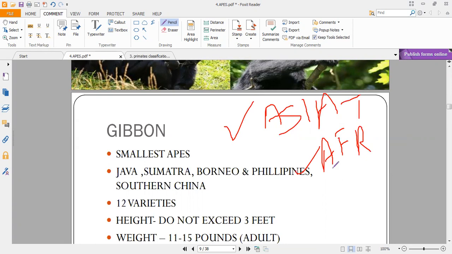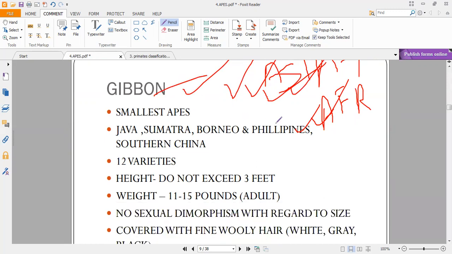If you can understand what are the apes that we can find in Asia and what are the apes we find in Africa, then only we can write the answers. Tomorrow they may not directly ask you to write the physical features of gibbon. They may ask you to write the features of Asiatic apes. So for that you have to know that in Asia we find gibbon. So we are going to write about gibbons, and later we are going to see in Africa what are the other apes we can find.